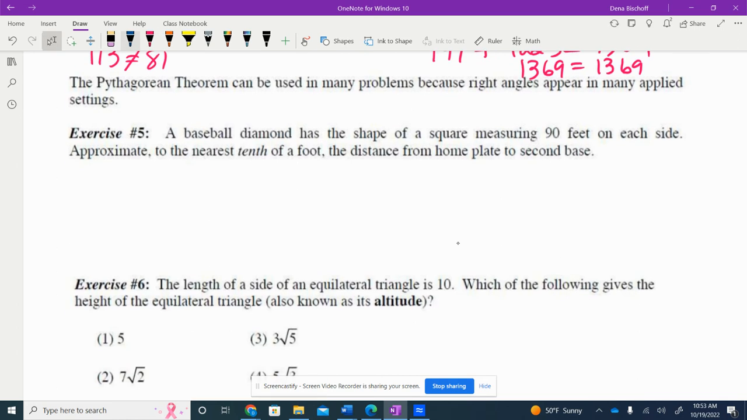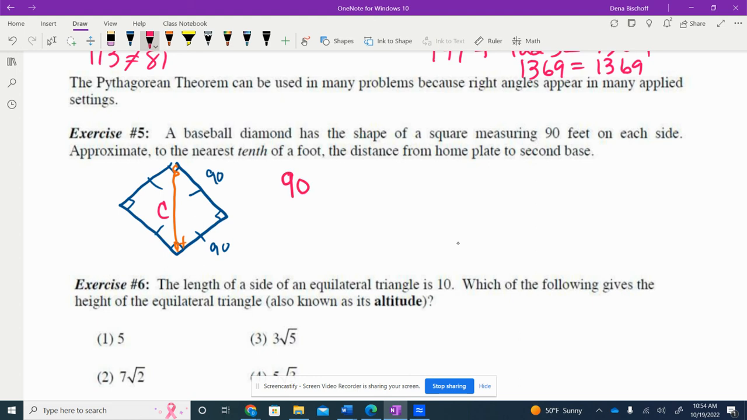We often, especially in algebra 2, use the Pythagorean theorem to solve word problems. So a baseball diamond, so I'm going to draw a baseball diamond as best as I can, has the shape of a square, right? Measuring 90 feet. So these are all 90-degree angles, the bases. Each side is 90 feet, meaning the bases are 90 feet apart. We need to figure out how far it is from home to second base. So we're going from home plate to second base. Well, that's a right triangle. And that measure right there that I'm looking for is C.